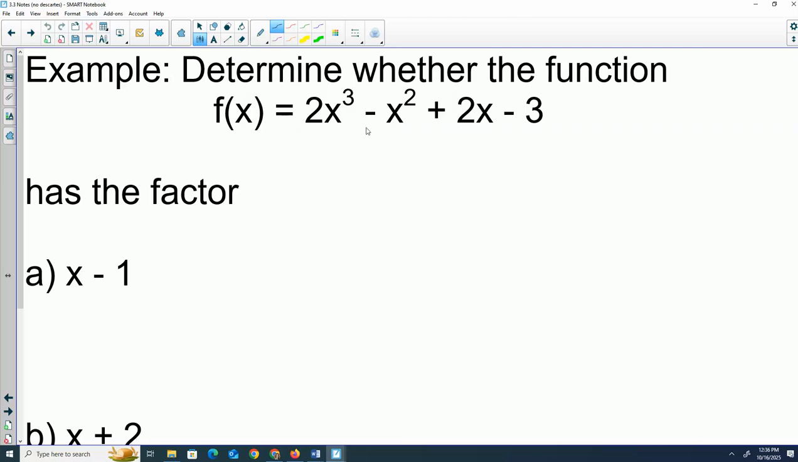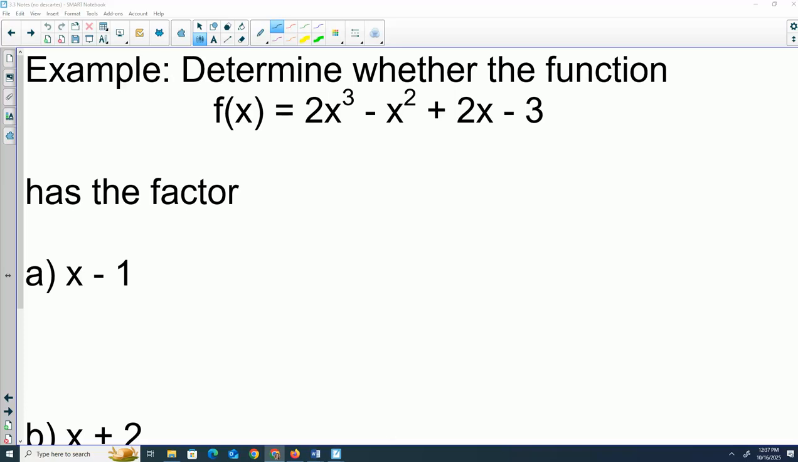So I want to know if the function 2x cubed minus x squared plus 2x minus 3 has a factor of x minus 1. So if I'm asking if x minus 1 is a factor, I am asking if it divides evenly. We have options for figuring that out. I could choose to do synthetic division and divide it. I could do long division and divide it. Or, what's the shortest option? Plug in. What would I have to plug in?